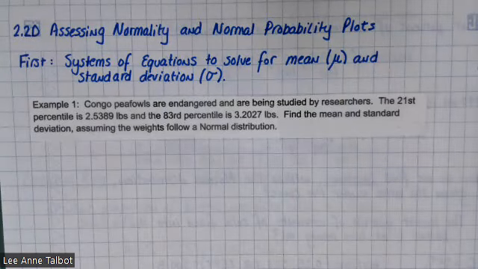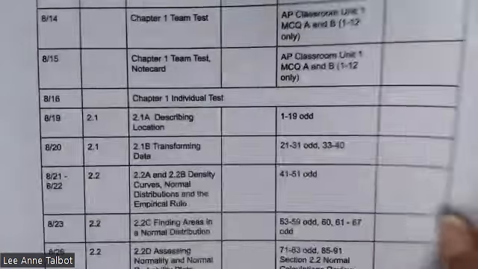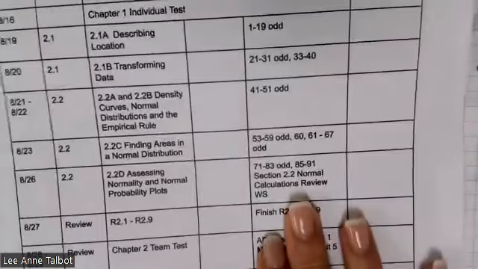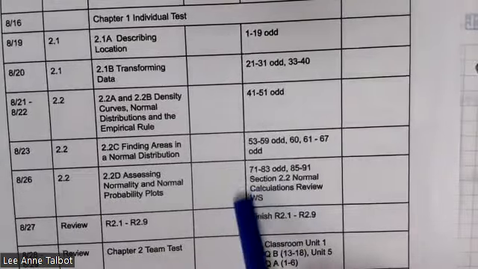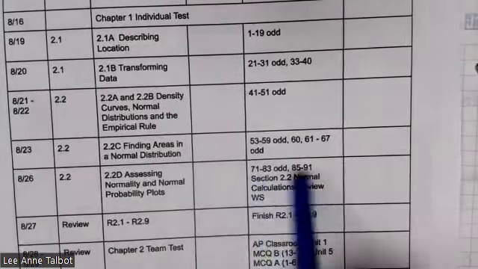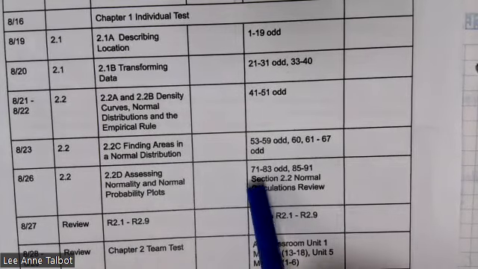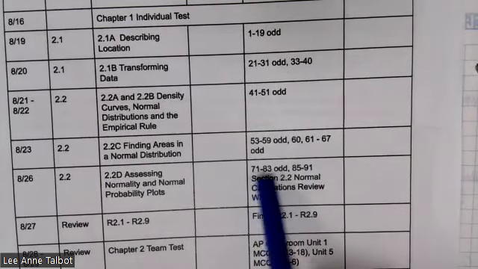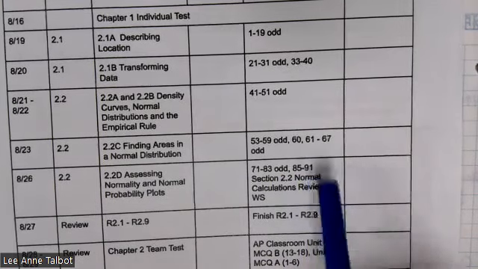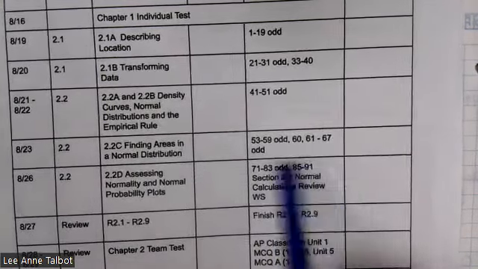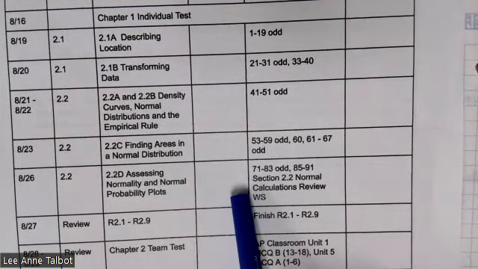That being said, I want you to notice that there are 2 pieces of homework, but this piece is not going to be due tomorrow. The piece that's due tomorrow is the usual 71 to 83 odd, 85 to 91. Most of that's multiple choice. This is something that I just want you to be working on throughout the week. I just want you guys to turn it in before the day of the test.